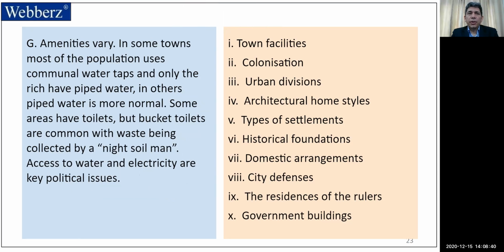Let's come to G. Amenities vary. In some towns, most of the population uses communal water taps. Then he goes on to talk about toilets. Then he talks about electricity, water, and he says there were political issues there. These facilities were political issues. So I'll give you some time to think on it and then mark your answers. You can stop the recording here.